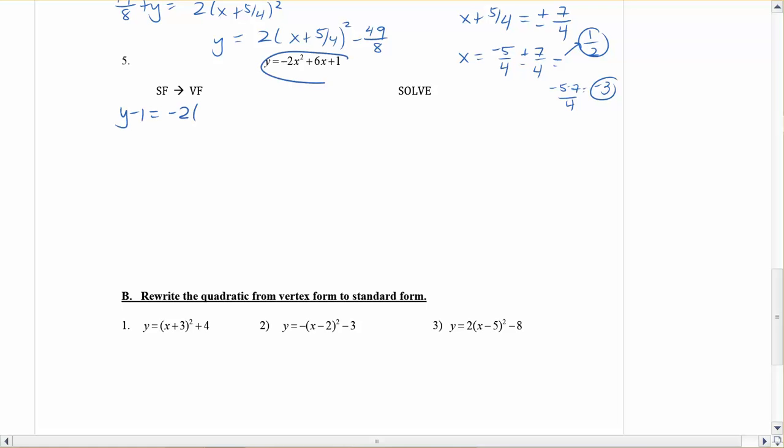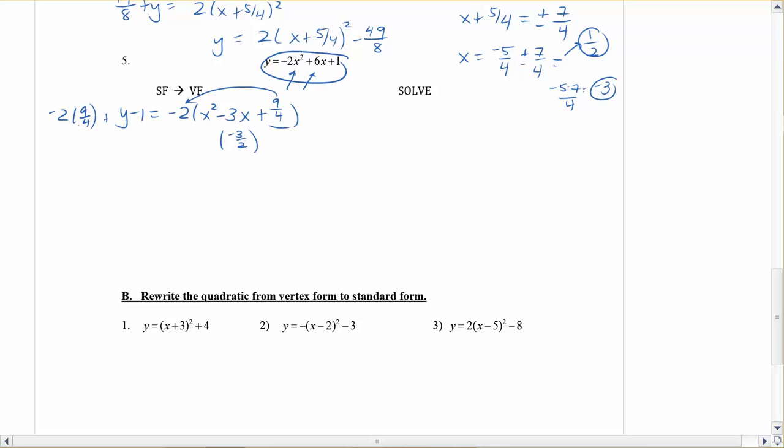I'm going to pull it out of the first two terms. So negative 2 would be x squared minus 3x plus a blank. Half of negative 3 is negative 3 halves. I square it to get 9 fourths. I didn't just put in 9 fourths. I put in negative 2 times 9 fourths.